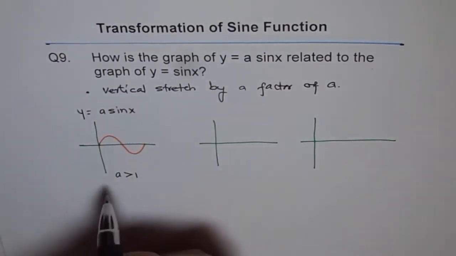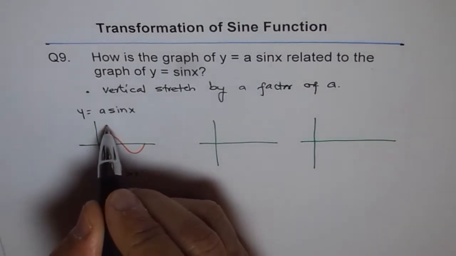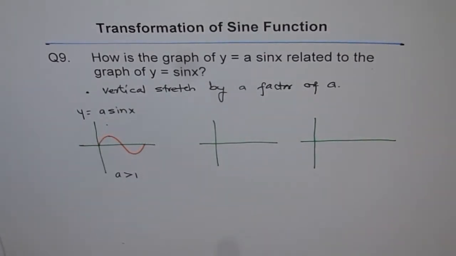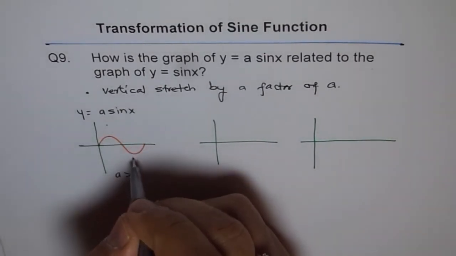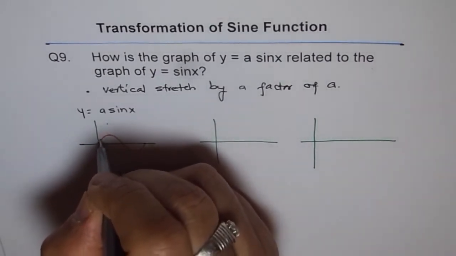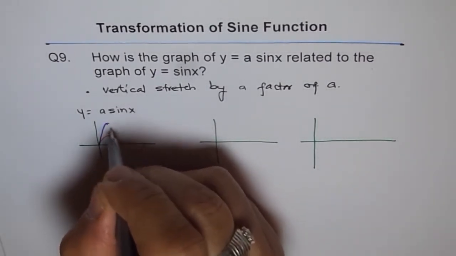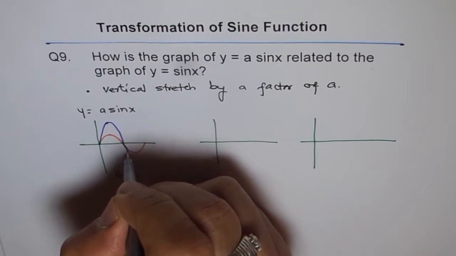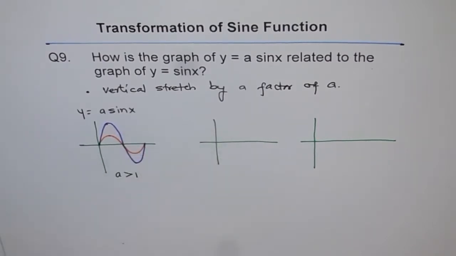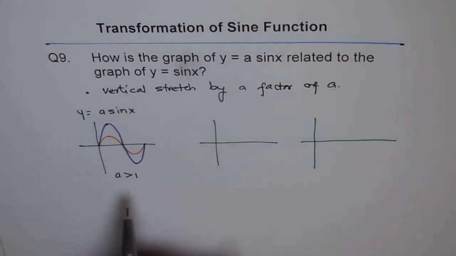Now if a is, let us say 2, then this will get multiplied by 2. So it will get vertically stretched, right? So all the points will get vertically stretched. So it kind of becomes like this. But if you multiply 0 by any number, it will remain 0, right? So that will be the graph for you. This is a statement only for a greater than 1. Vertically stretched by a factor of a. We assume a to be positive and greater than 1.